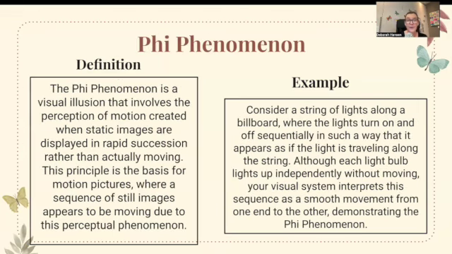The phi phenomenon. The phi phenomenon is a visual illusion that involves the perception of motion created when static images are displayed in rapid succession rather than actually moving. This principle is the basis for motion pictures, where a sequence of still images appears to be moving due to this perceptual phenomenon. Consider a string of lights along a billboard, where the lights turn on and off sequentially in such a way that it appears as if the light is traveling along the string. Although each light bulb lights up independently without moving, your visual system interprets the sequence as a smooth movement from one end to the other, demonstrating the phi phenomenon.